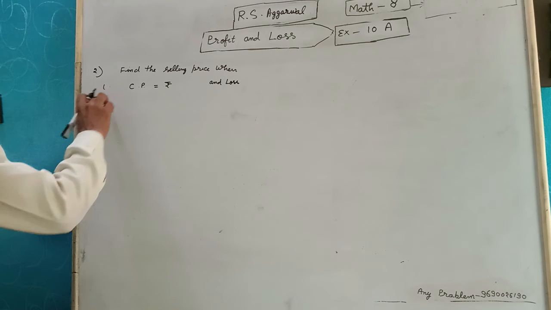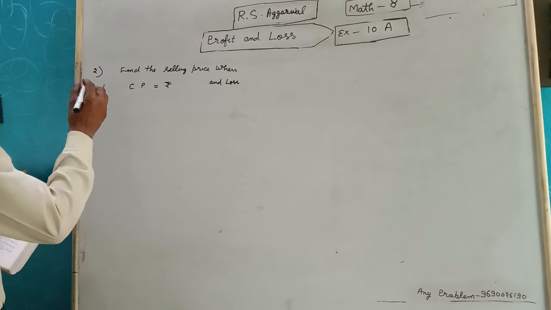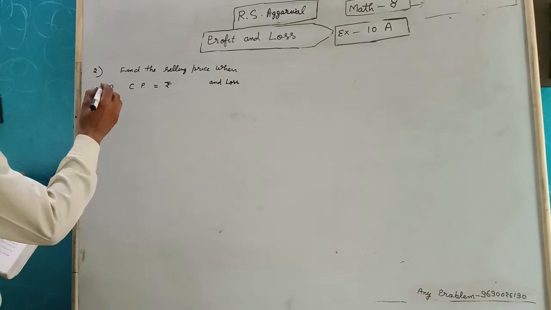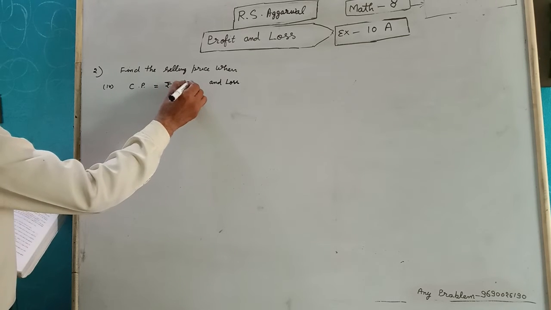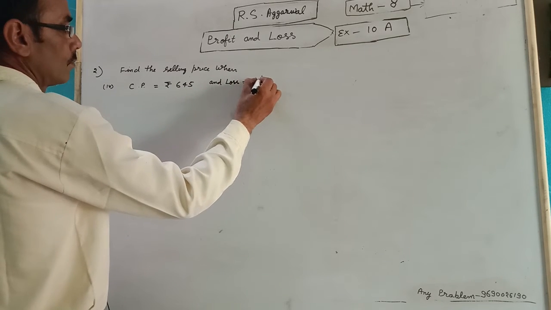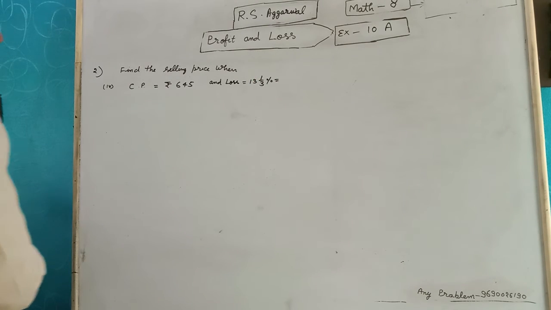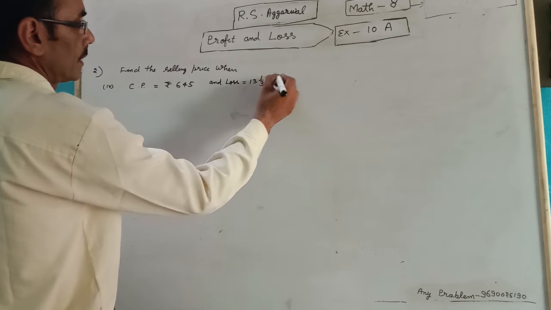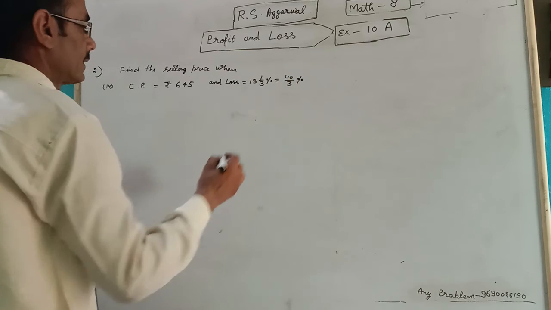Fourth part. CP is 645 rupees. This time loss is 13 whole 1/3%. 3 13 ja 39 plus 1 is 40. 40/3%.